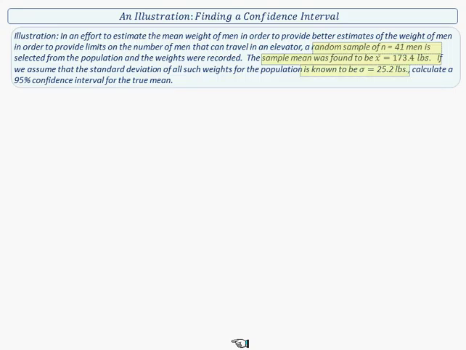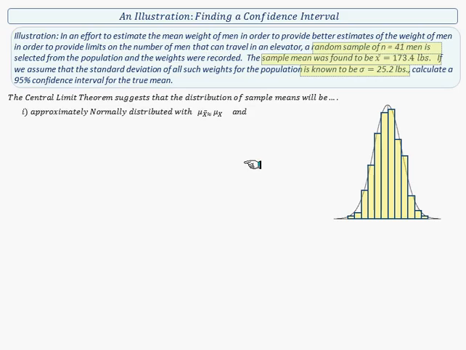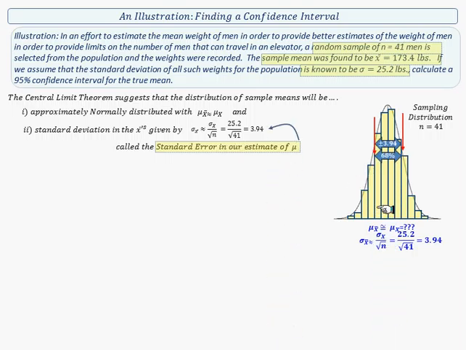Now we're going to look at another illustration, and pause the screen at any time to take notes. We have here the mean weights of men in an elevator. We don't know what the mean is. We do know that sigma is around 25.2 pounds, and this allows us to calculate the standard error, 3.94. It's coming on the screen here. It's called the standard error in our estimate, and that's your 95% region about the population mean, which we don't know, within which 95% of the x bars will fall.